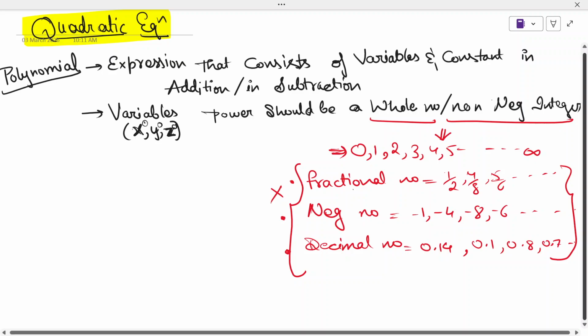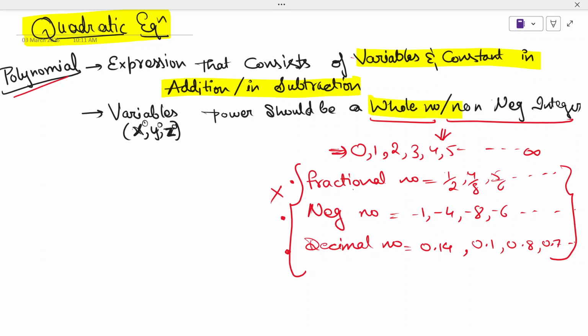So, do you know what a polynomial is? Polynomials are expressions that consist of variables and constants in addition or in subtraction. The second point is that the variable power should be a whole number or non-negative integer. Let me explain this to you through some examples.